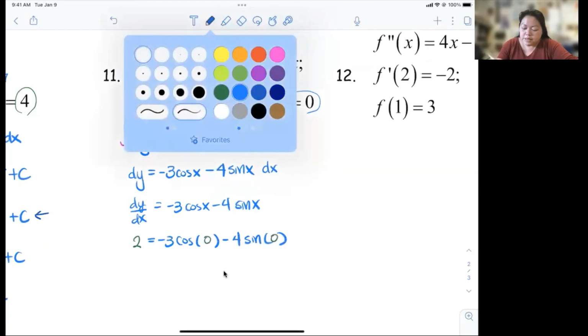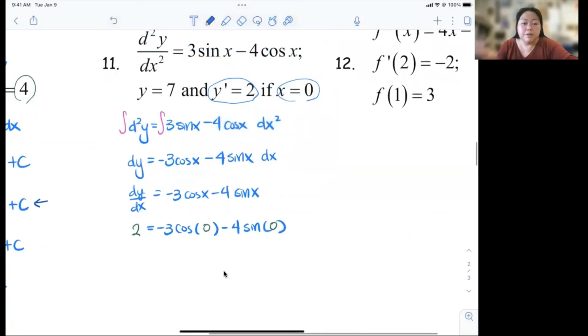Okay, let's work that out. I get, oh, don't forget it's plus c. I forgot my plus c. Otherwise, I'm like, what am I solving for? Plus c. All right, 2 equals negative 3 times cosine of 0. Cosine of 0 is 1, so that's negative 3, minus 4 times sine of 0, that's 0, plus c, so c equals 5.